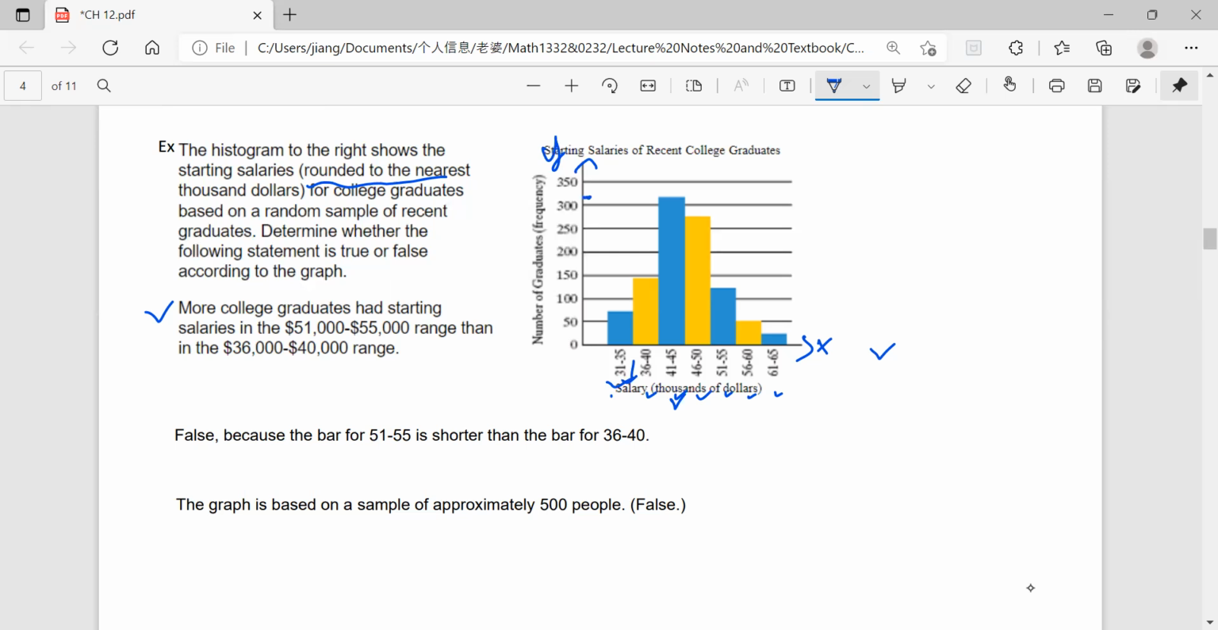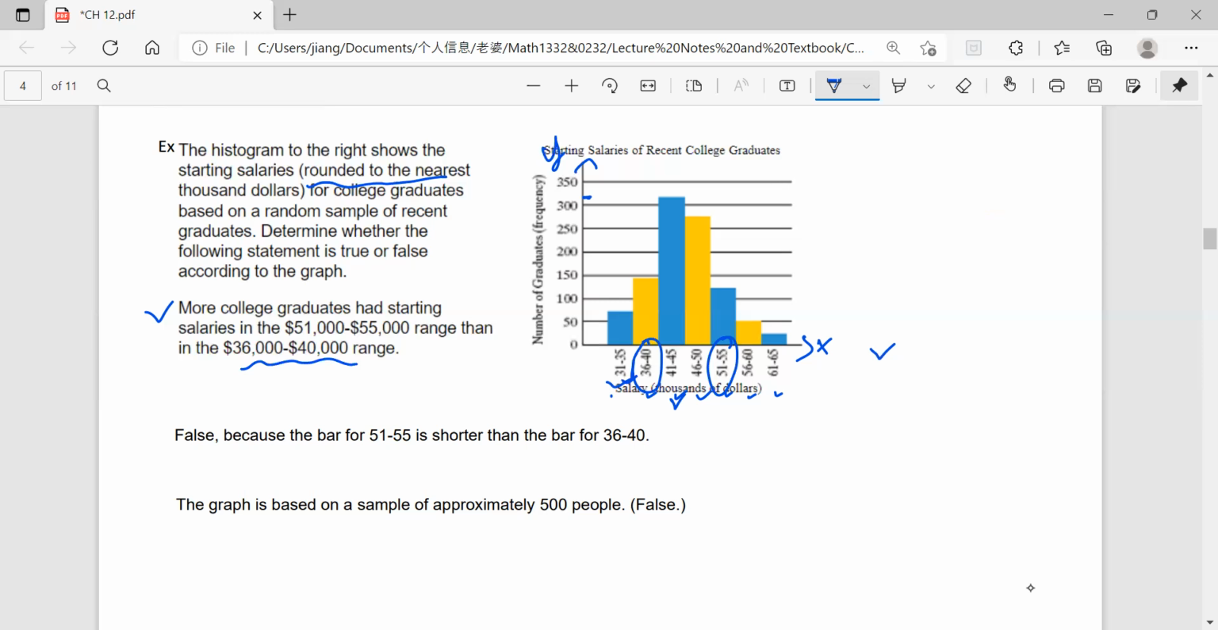Okay, let's see the statement. More college graduates had a starting salary in this class, that's the 51 to 55,000 range. So more people in this range than the people in this range, 36 to 40,000 range. So these compare the frequency of these two classes. If they have a taller, higher bar, that means they have more frequency, more people.